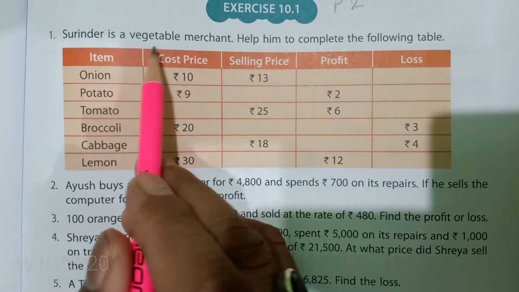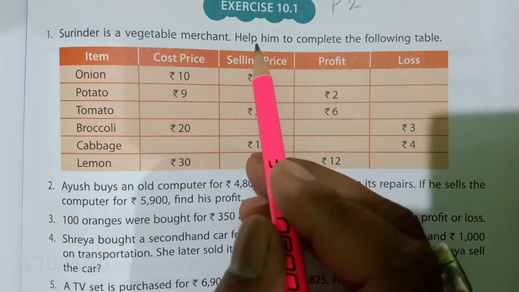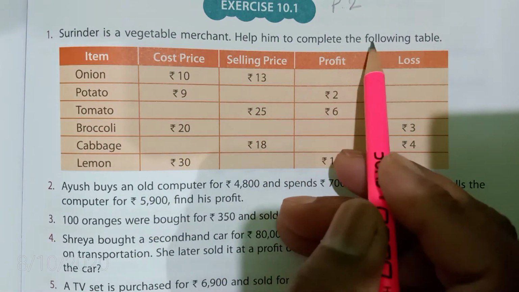Surinder is a vegetable merchant. Help him to complete the following table.